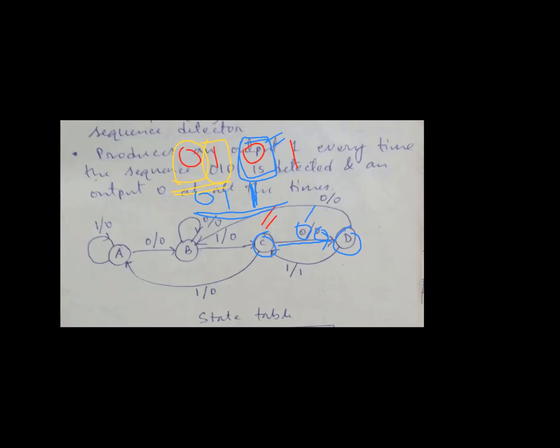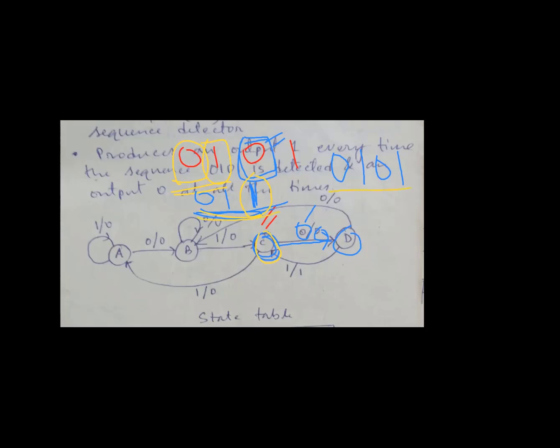Why completely destroyed? Because from this sequence, if we want to get back our sequence, we have to start from 0 1 0 1. Am I right? Again I repeat, when we are over C and your input is 1, then the sequence we got till now up to C is 0 1 1, but our desired sequence should be 0 1 0 1.